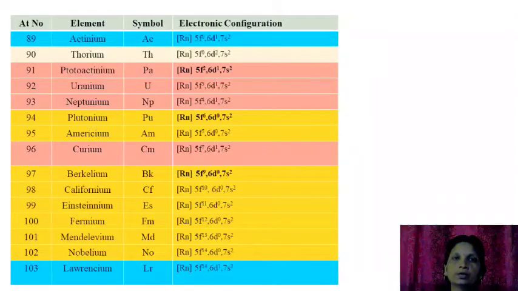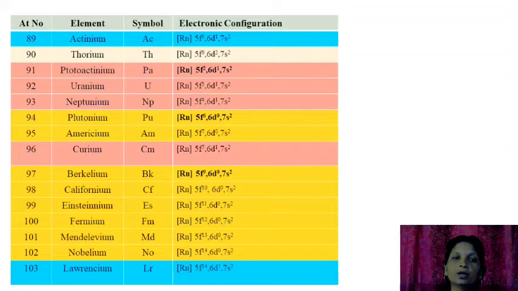Now let us discuss the electronic configuration. The actinide series starts from 89 and ends with lawrencium 103. Actinium shows the electronic configuration radon 5f0 6d1 7s2, thorium radon 5f0 6d2 7s2, protactinium radon 5f2 6d1 7s2, uranium radon 5f3 6d1 7s2, neptunium Rn 5f4 6d1 7s2, plutonium Rn 5f6 6d0 7s2.